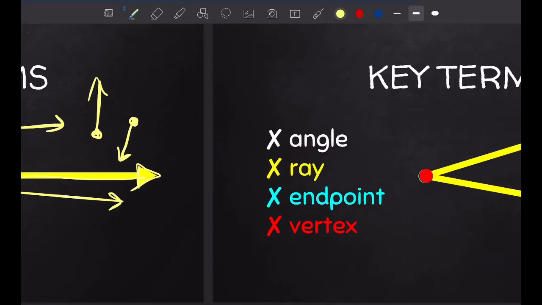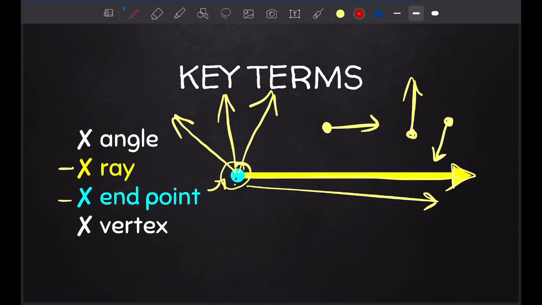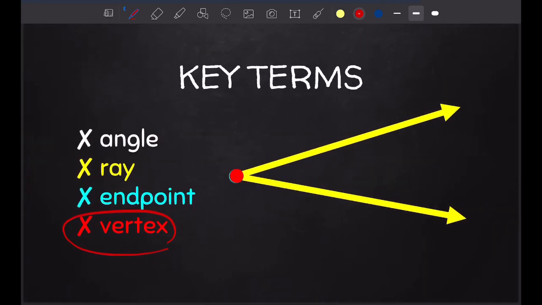Okay, so our next term would be vertex. Now, as you can see over here, that's an endpoint. Now what happens here? We have two rays, okay, and it's connected by the endpoint. So where the two endpoints meet, that is what we call the vertex. Okay, it's when two endpoints meet together. Okay, so it's like a corner.